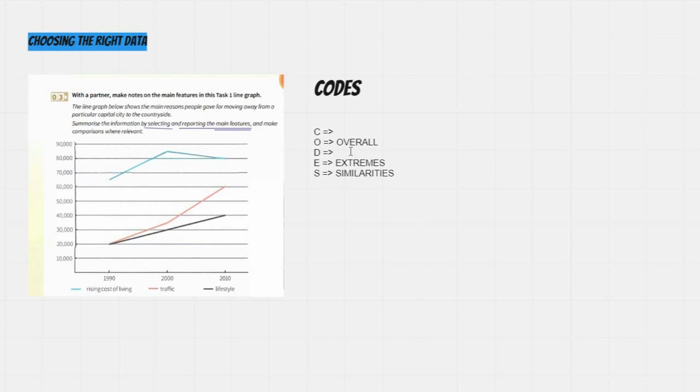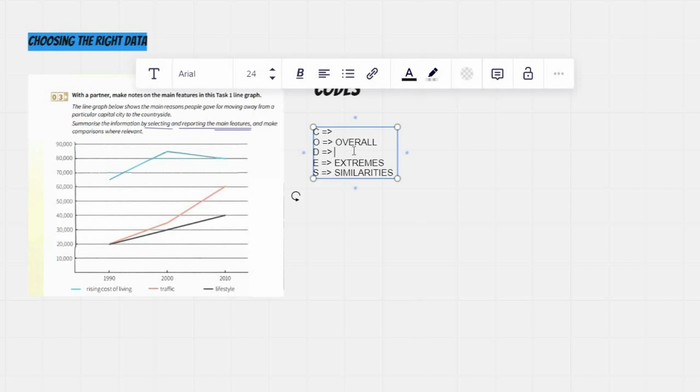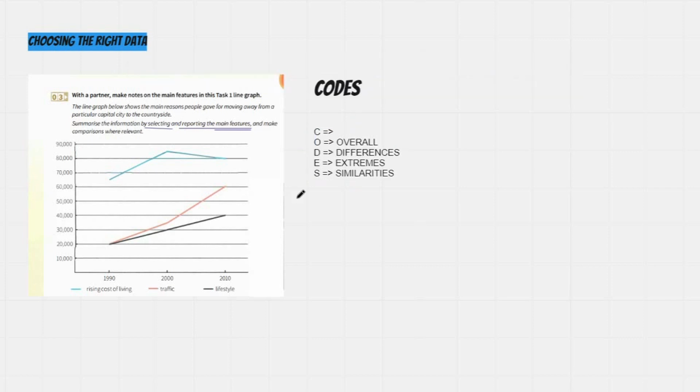Moving on, D stands for differences. Just as with similarities, we can show differences in numbers. What I mean is, for example, the differences between the lowest and the highest number. See? This. This would be an interesting thing to highlight.